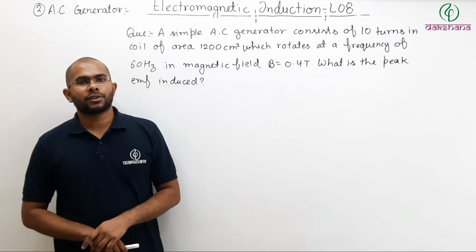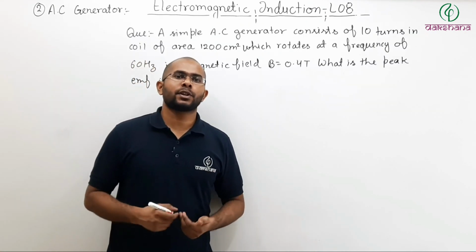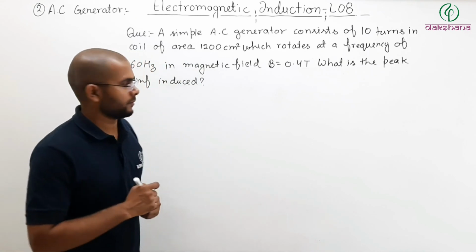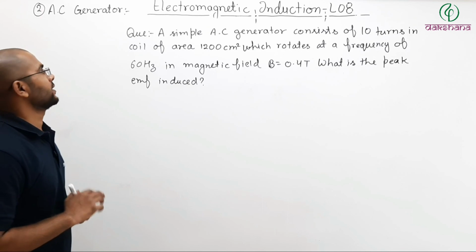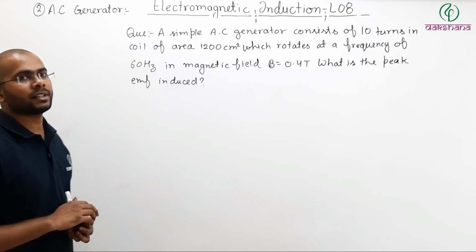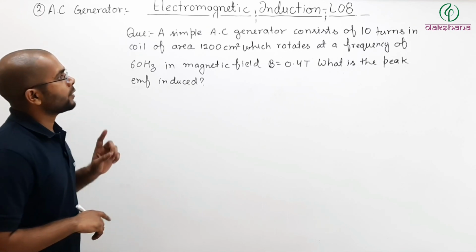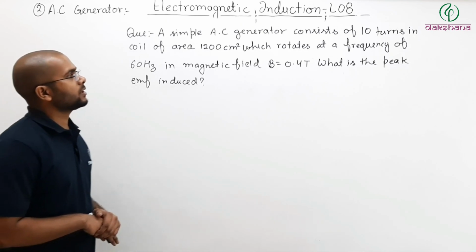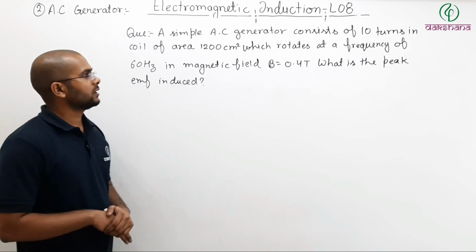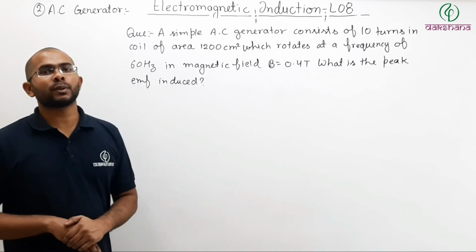Now let us solve a question based on the EMF induced in a coil, AC EMF. The question is: a simple AC generator consists of 10 turns in a coil of area 1200 centimeters square, which rotates at a frequency of 60 hertz in a magnetic field B equals 0.4 Tesla. What is the peak EMF induced?